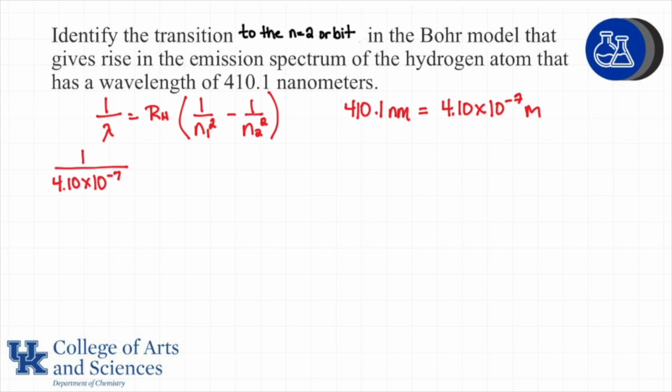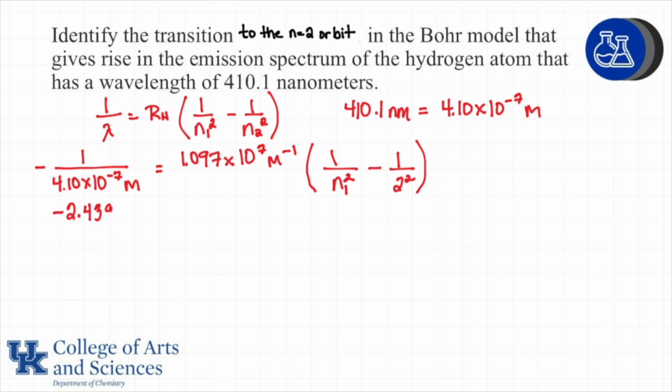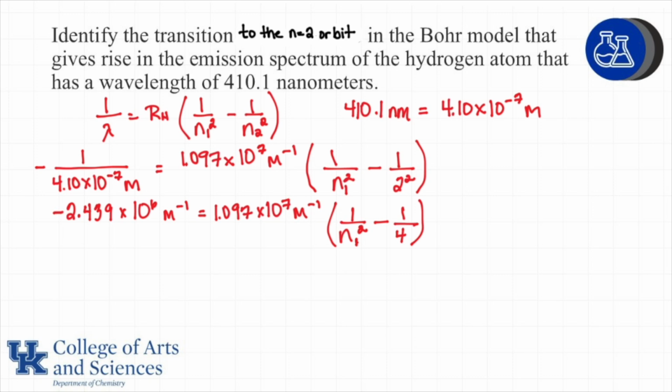I have 1 over 4.10 times 10 to the minus 7th, and that has a negative sign in front of it because we're dealing with an emission, equals Rydberg's constant times 1 over n1 squared. We don't know where we're starting, but we do know where we're ending, so we can plug in the 2 there and get 1 over 2 squared. On the left side, when we take 1 over 4.10 times 10 to the minus 7th, we get 2.439 times 10 to the 6th equals Rydberg's constant times 1 over n1 squared minus 1 over 4.